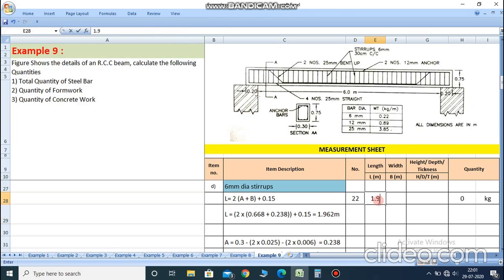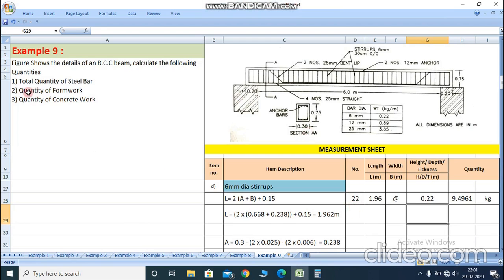So 1.962 right here. At the rate, the diameter of the stirrup is 6 mm and the weight per meter length given is 0.22. So right here 0.22. So your total quantity is 9.49 kg, for the 6 mm diameter stirrups. Here we calculated that 22 stirrups are required.